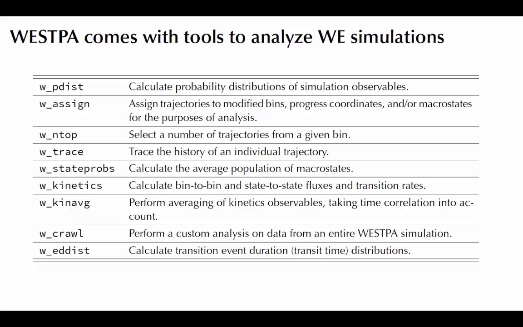Again, this list is provided for posterity, but what I want to point out is that WESTPA ships with the tools that you need to get information back out of your simulations. So assigning probability distributions to observables. Asking questions of how would my kinetics and probability distributions for observables change if I changed the binning?